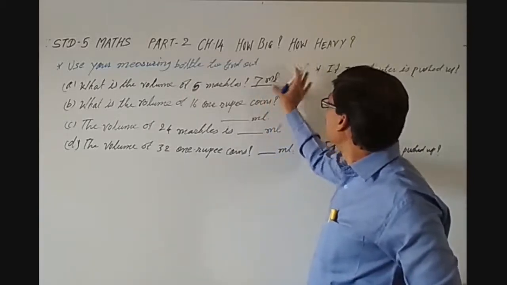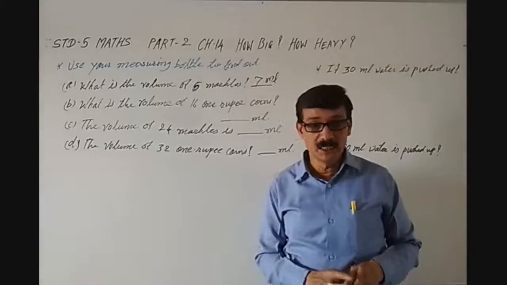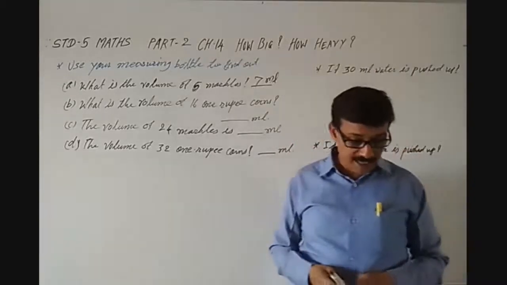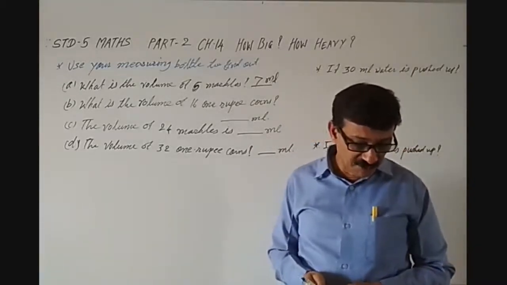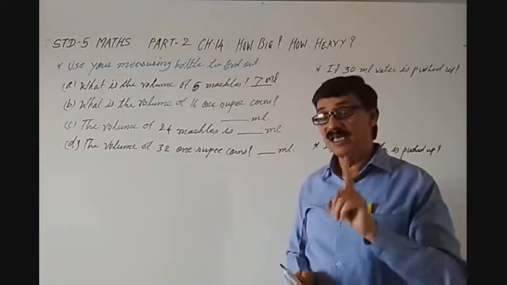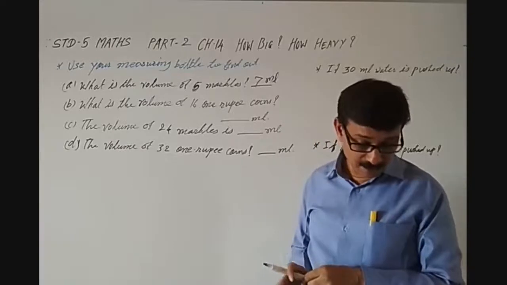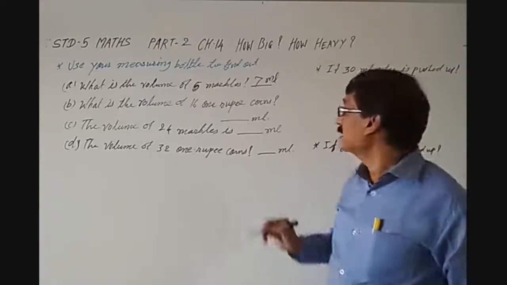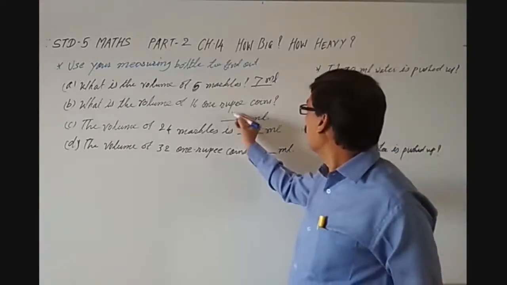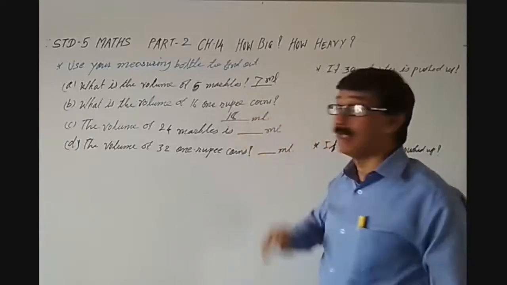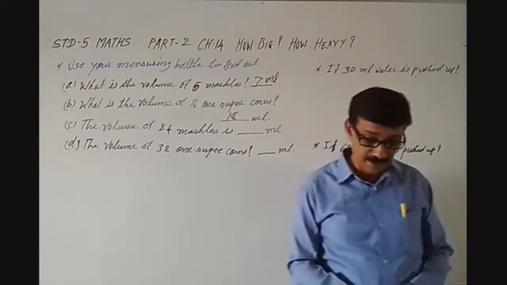It will be 7 ml. And go for this, you will come to know. Then what is the volume of 16 1 rupee coins? Here you have to take 1 rupee coin and that to be 16. And you will find it is 18 ml. It will be 18 ml.